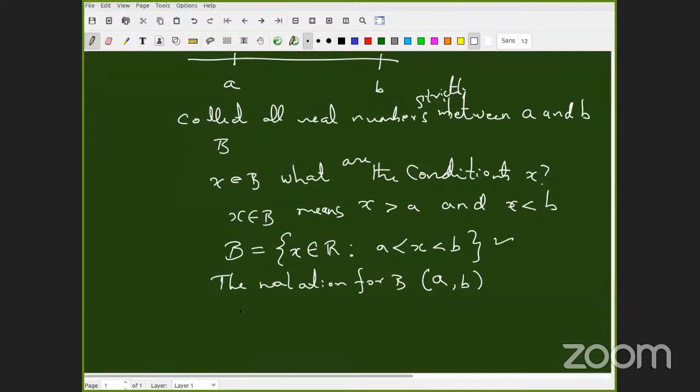Okay. So what is the definition of open interval (a, b)? That's this: the collection of all x in R such that a is less than x less than b.